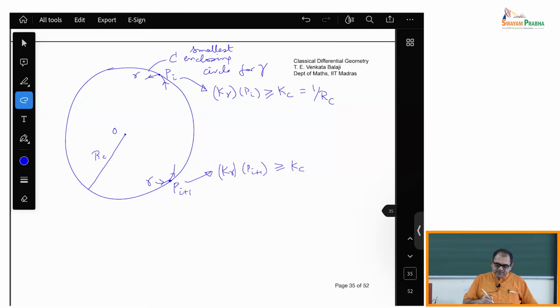The claim is that somewhere in between, if you imagine the curve is wiggling, there is a point here, say Q. So the claim is there exists Q in between Pi and Pi plus 1. If I want to label it correctly, so that I am moving in, let us say, the positive sense, then let me change these labels.